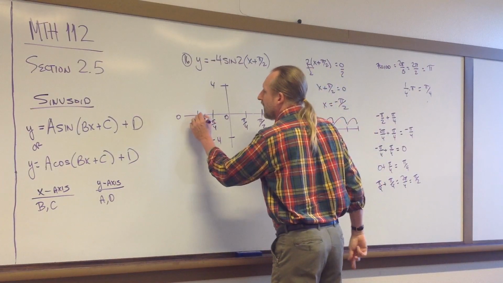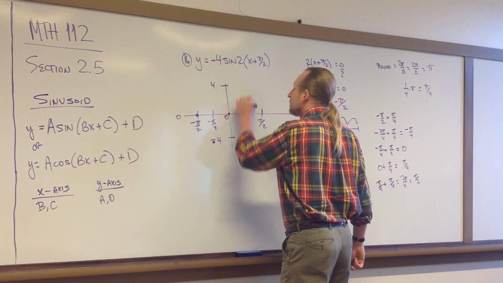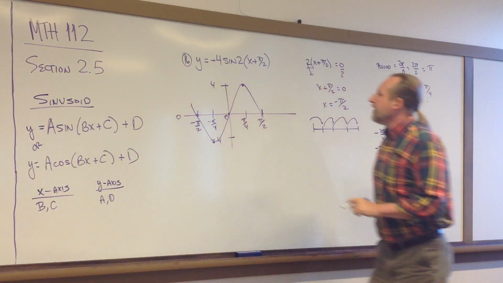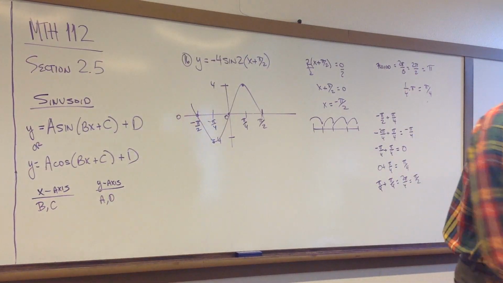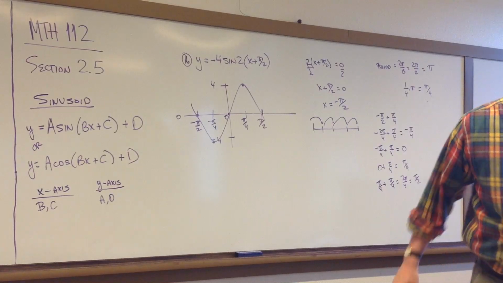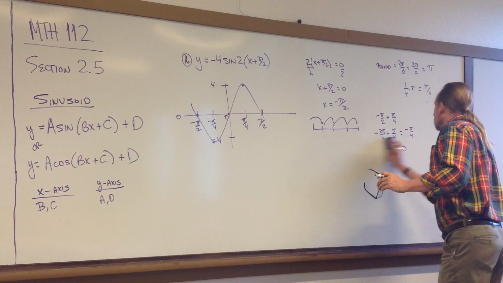It's a negative sine function, so we start at 0, go down to the minimum, back to 0, up to the maximum, and then back to 0. All right, we'll look at 2 more of these. Let's see what else we've got.